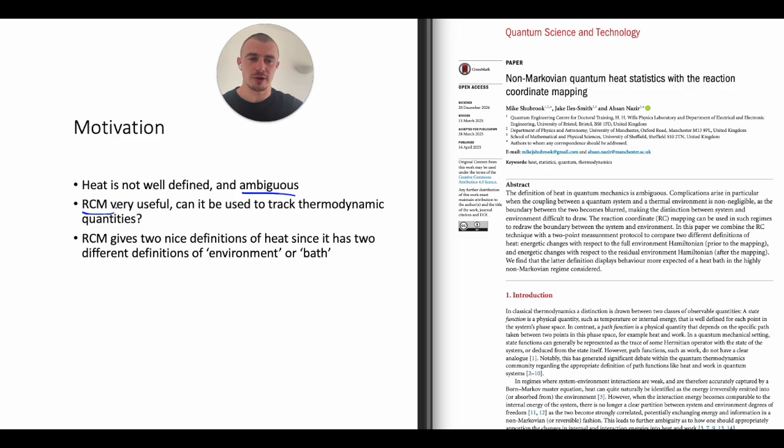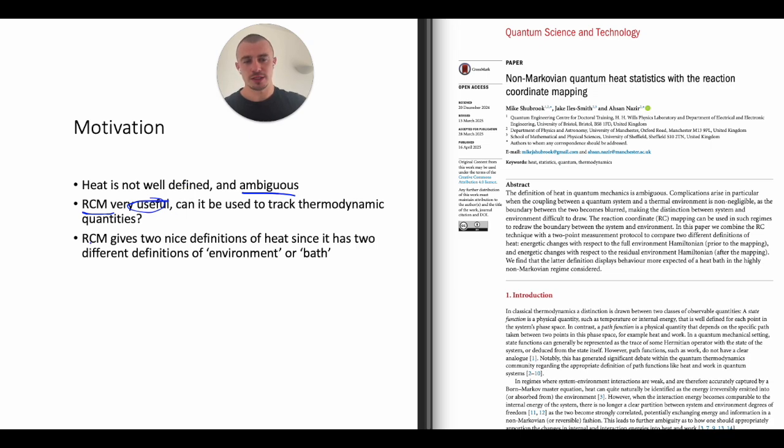Now, why do we care about this reaction coordinate mapping? Well, it's very useful. It can be used to track properties of open quantum systems in the non-Markovian regime. And the question that we are trying to answer is, well, can we use this reaction coordinate mapping to track thermodynamic quantities as well? So we want to see, can we track heat statistics, heat transfer between the open system and the non-Markovian bath that it's interacting with?